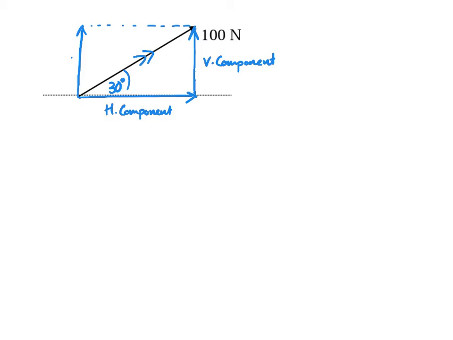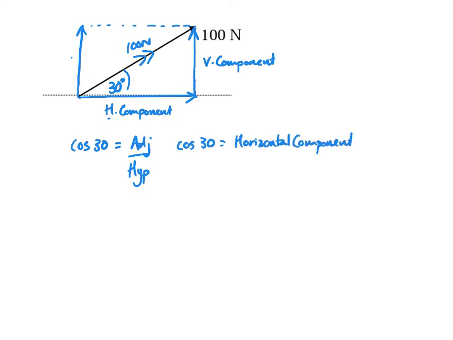And we can just use simple Pythagoras and trig, and we'll base it on the fact that we know this was 100 newtons, that black arrow in there, the resultant, was 100 newtons to start with. So what we can say here is, if we call that angle x, then cos of 30 is adjacent over hypotenuse. And can you see that the horizontal component here is adjacent to that 30? So cos of 30 equals horizontal component divided by 100.